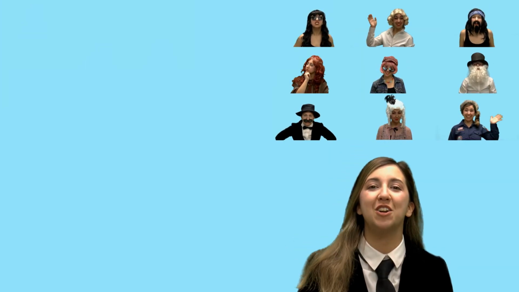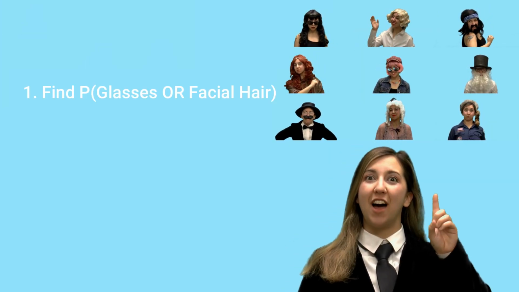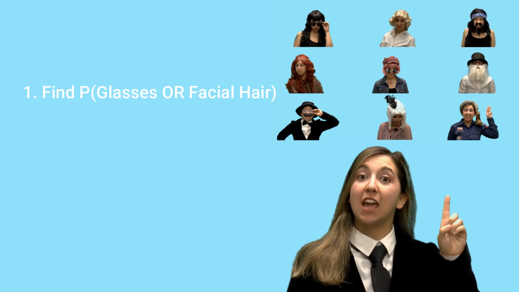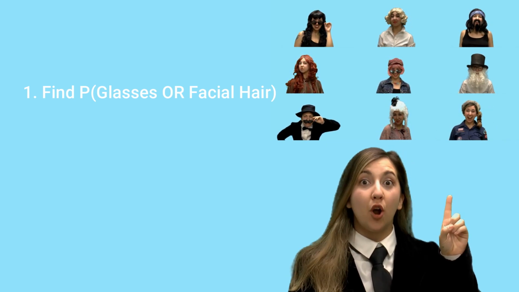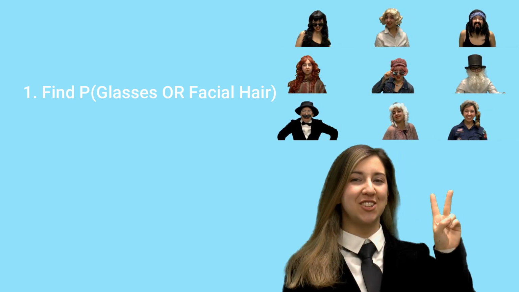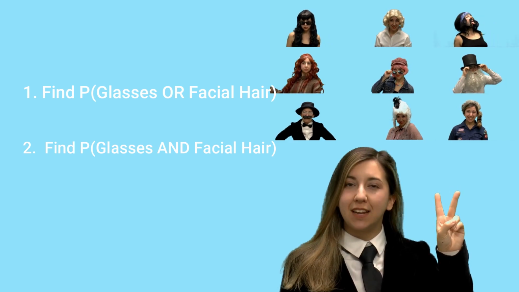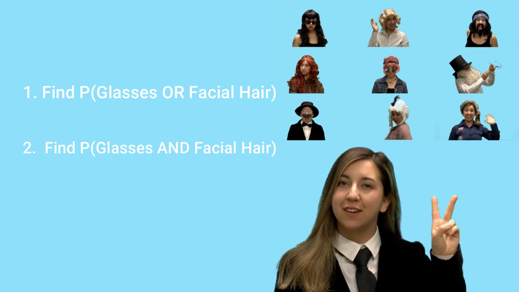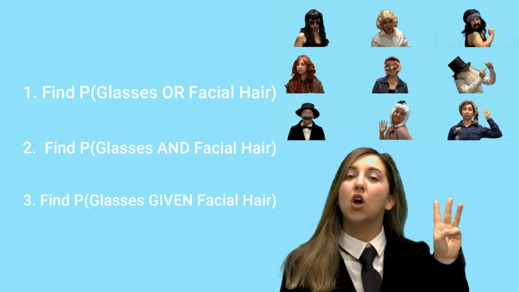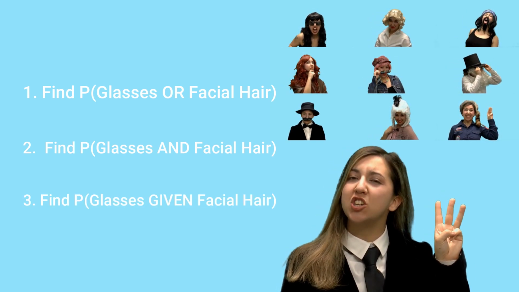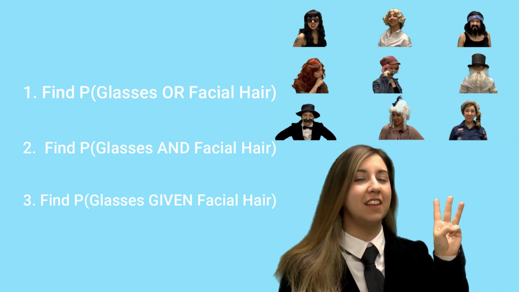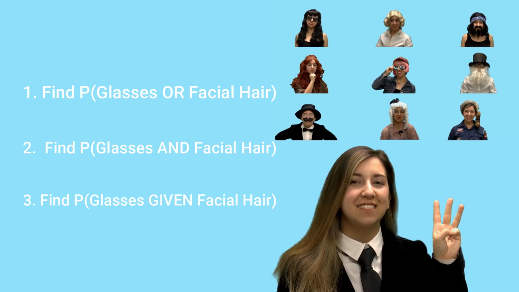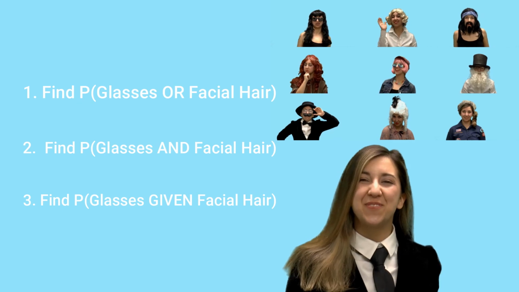All right, try some on your own. Question 1, what is the probability a person has glasses on or has facial hair? Question 2, what is the probability a person has glasses on and has facial hair? Question 3, given a person has facial hair, what is the probability they have glasses? The answers are at the end of the video.